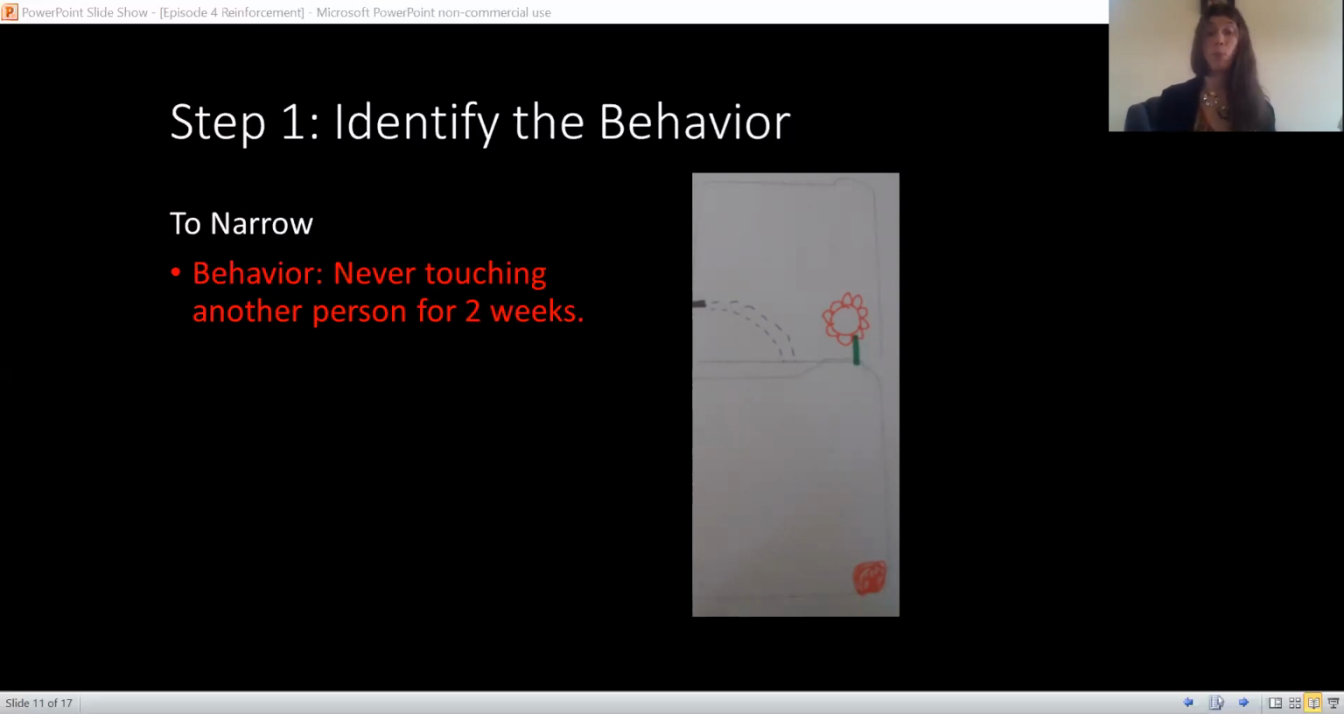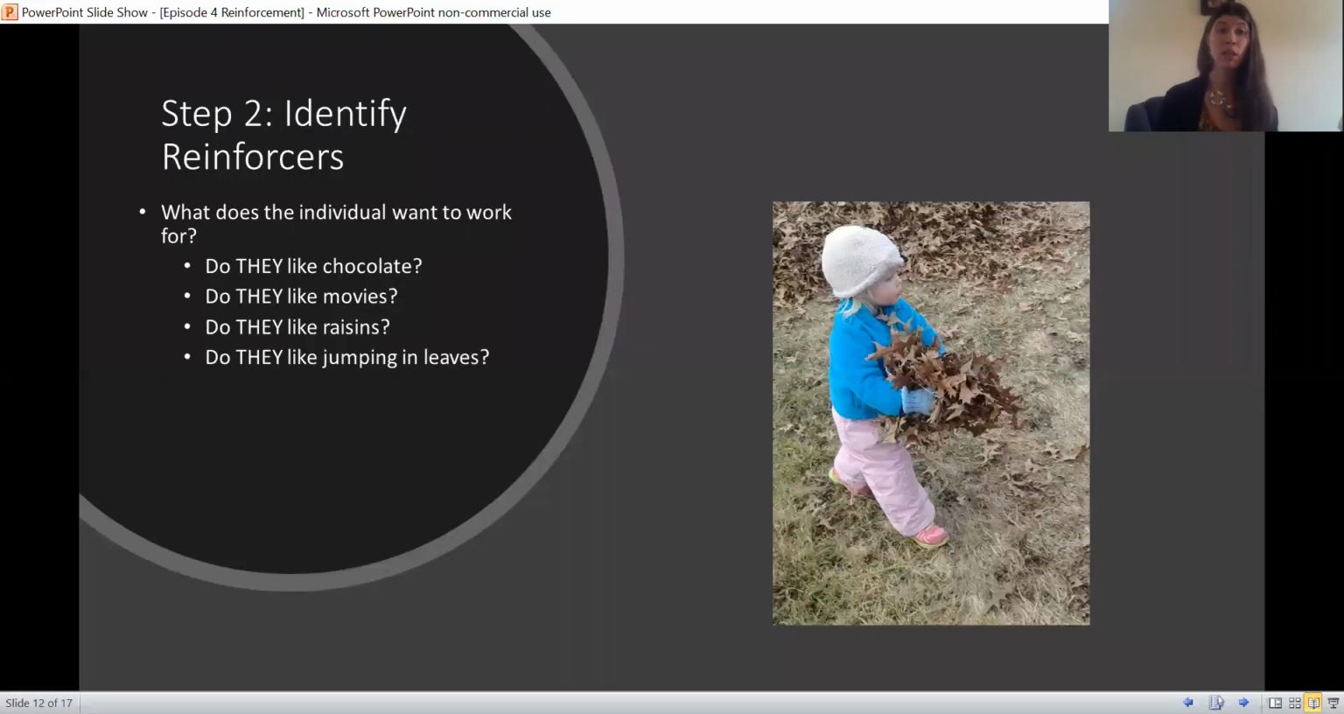So let's recap. What's step number 1? Step number 1 is to identify a behavior that you want to teach and to describe it so that your participant knows exactly what you're looking for. Step number 2 is identify reinforcers.